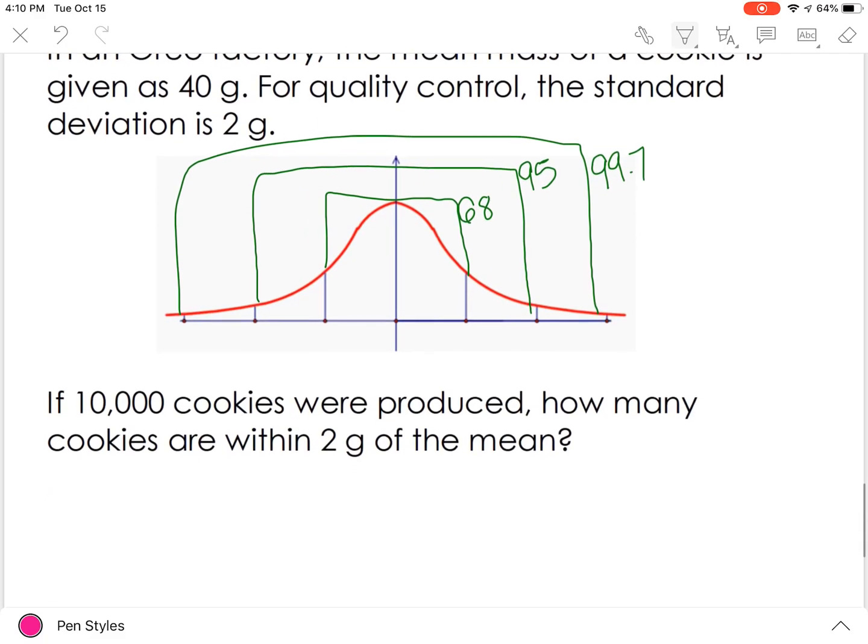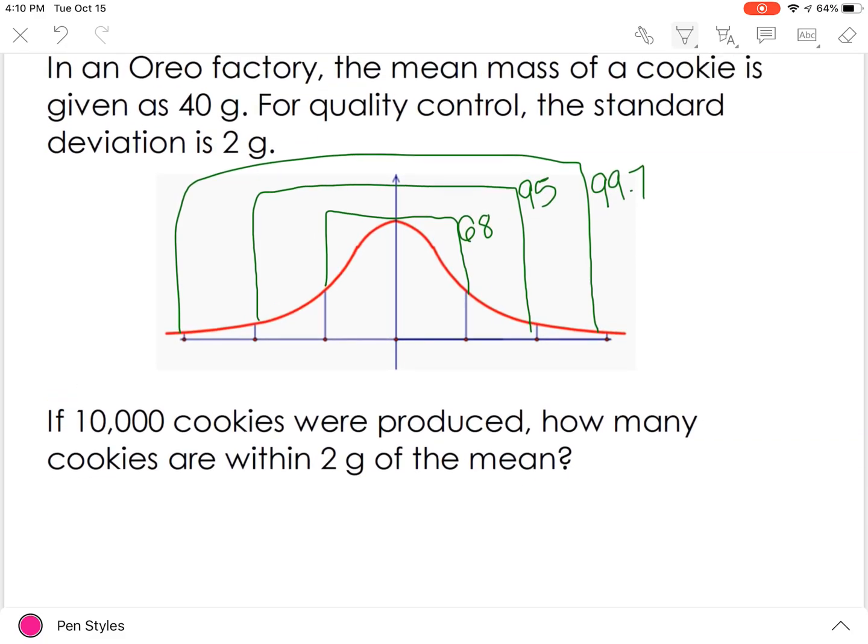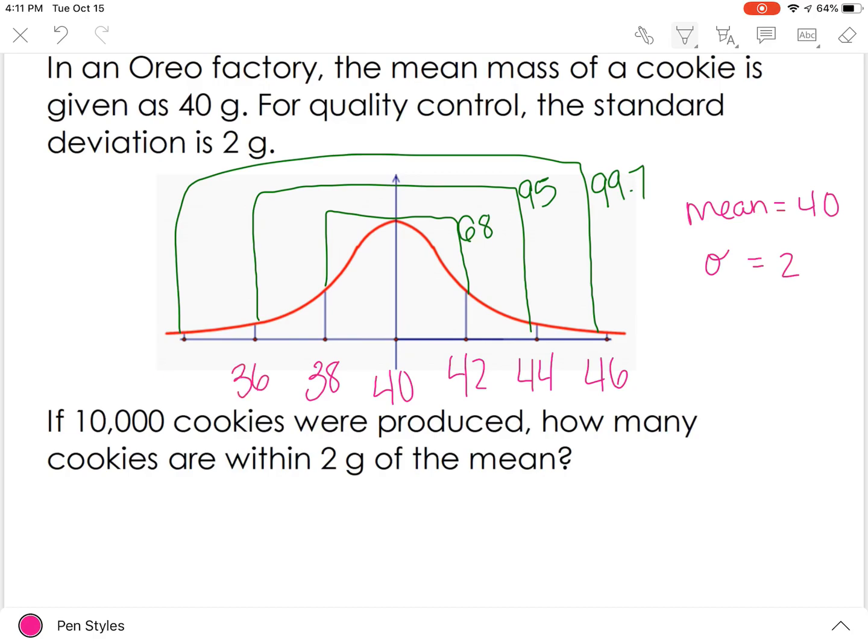Let's answer one more question. In an Oreo factory, the mean mass of a cookie is 40 grams. For quality control, the standard deviation is 2 grams. So the mean is 40, standard deviation is 2. Again, it'd be a good idea to pause the video and see if you can fill out the curve for yourself. Our mean goes in the middle. We add 2 going to the right. We subtract 2 going to the left. And that's our normal curve.